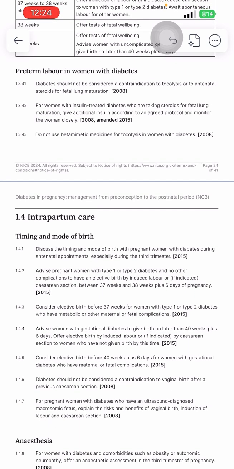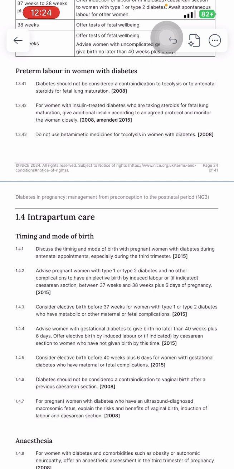Now the patient presents with preterm labor with diabetes. Diabetes should not be considered a contraindication to tocolytics or to antenatal steroids. So in those having diabetes, you can give both tocolytics and steroids for fetal lung maturity. There is no contraindication. For women with insulin-treated diabetes who are taking steroids for lung maturity, give additional insulin according to an agreed protocol and monitor the woman closely. When you are starting a steroid, the glucose level may be impaired because of the steroids.